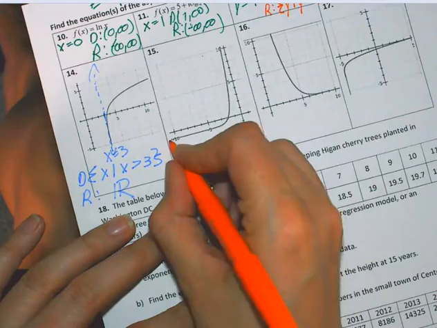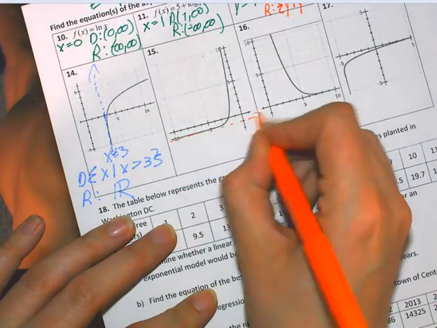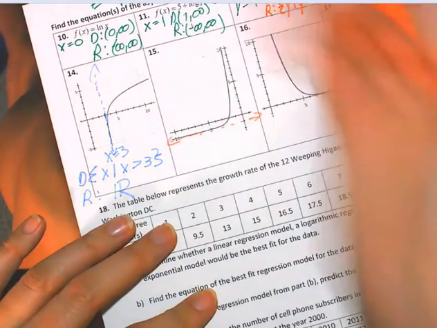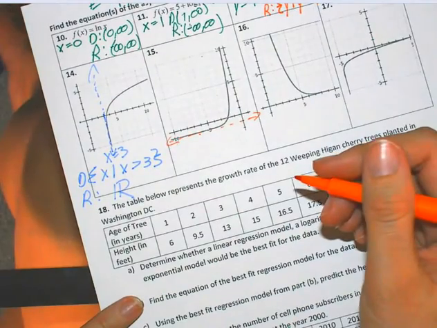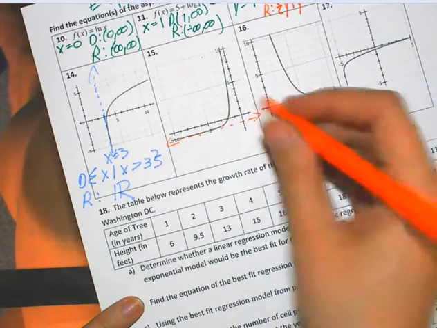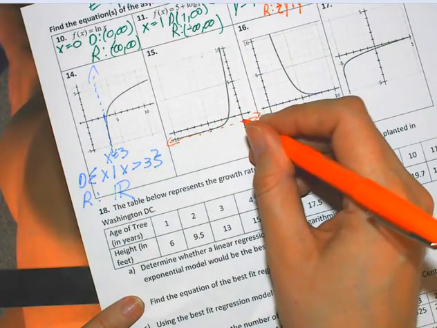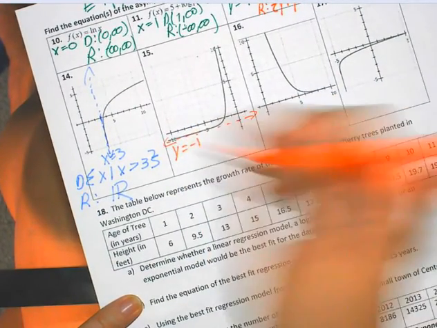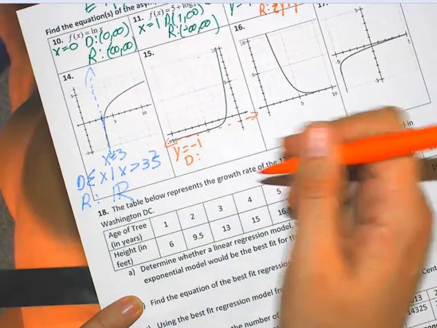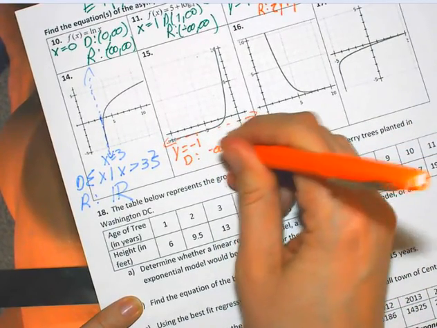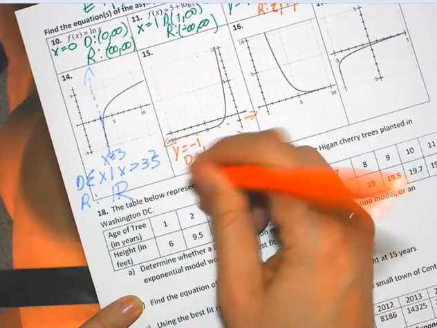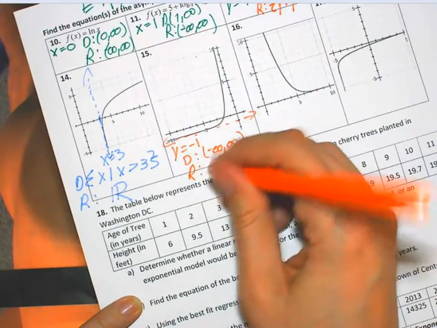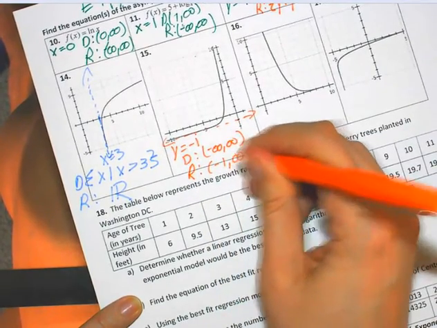So I see that I have a horizontal asymptote. So I know this is exponential, and the asymptote is at y equals -1. And then I'm going to have my domain. So my domain is negative infinity to positive infinity. And then my range is going to be -1 to positive infinity. All right, next one.